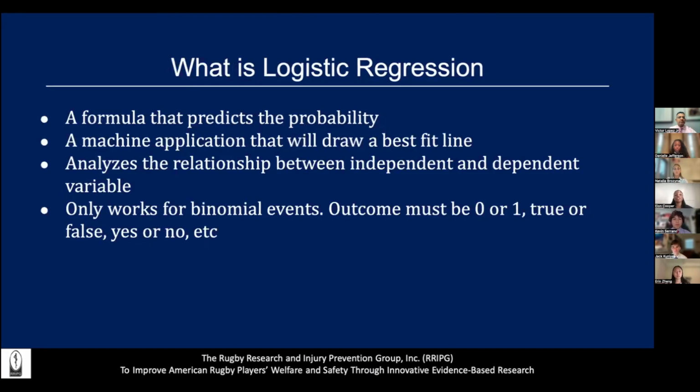What is logistic regression? It is a formula that predicts the probability of an event that will happen. It's usually calculated through a machine application like Excel or any other Google online calculator that will draw a best fit line between your data points. It analyzes the relationship between the independent variable and the dependent variable. Logistic regression only works for binomial events, meaning that the outcome must be 0 or 1, true or false, yes or no, or any other thing that only has one of two options.